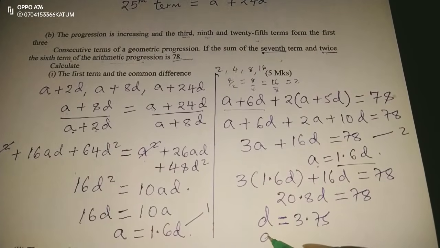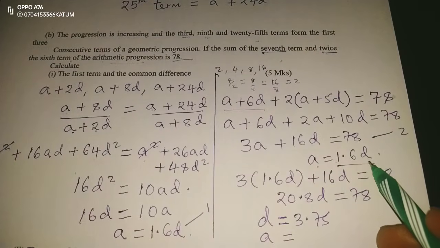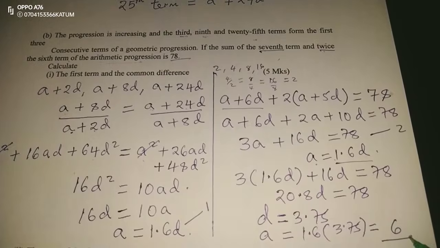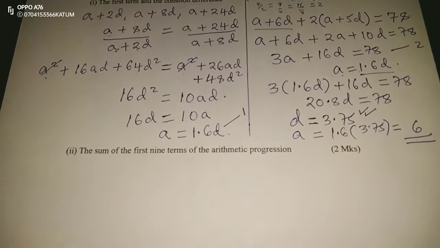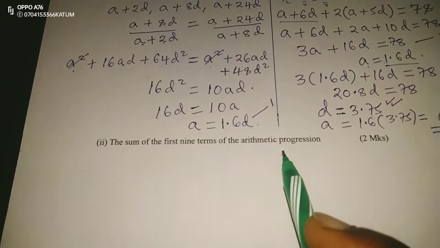This means the value of a can automatically be obtained by taking 1.6 times the value of d. So 1.6 times 3.75 is going to be exactly 6. So for the arithmetic progression, the first term is 6 and the common difference is 3.75. That is sorted. The next, we are told to find the sum of the first 9 terms of the arithmetic progression.